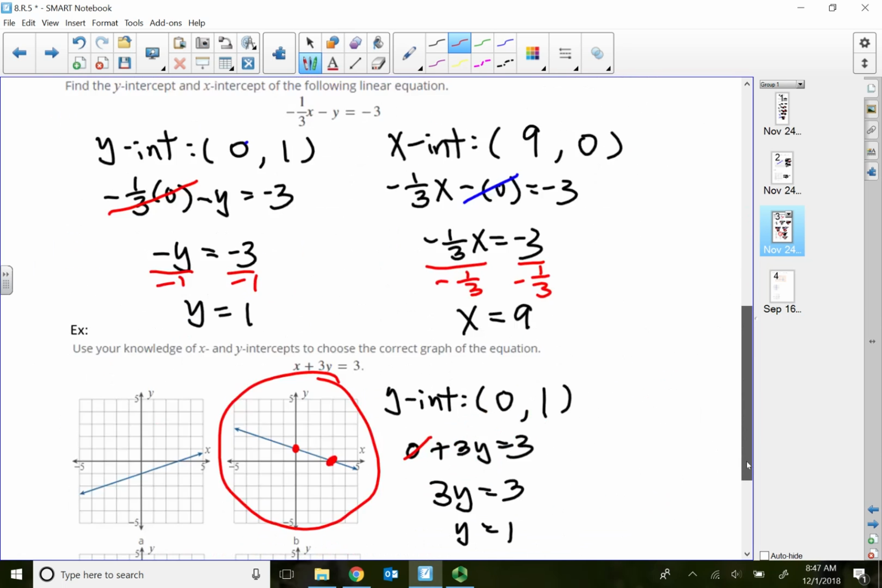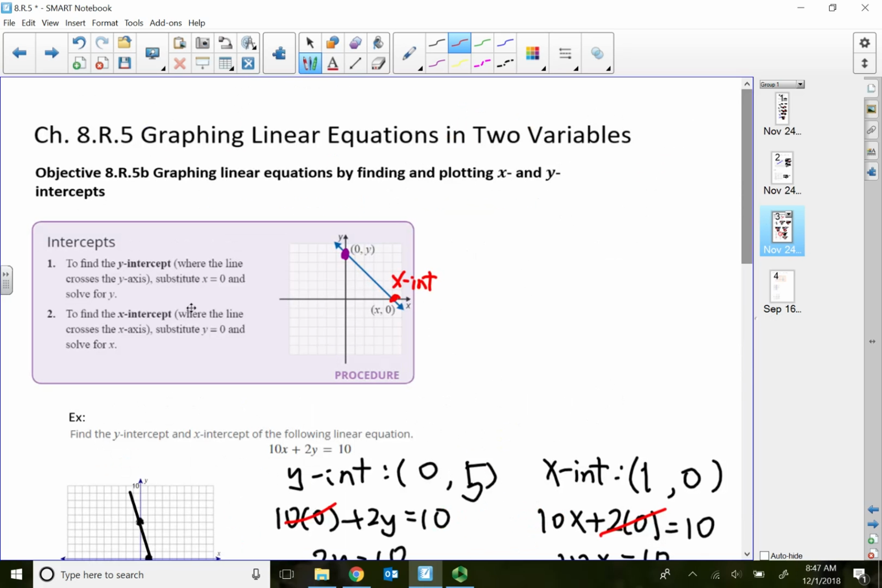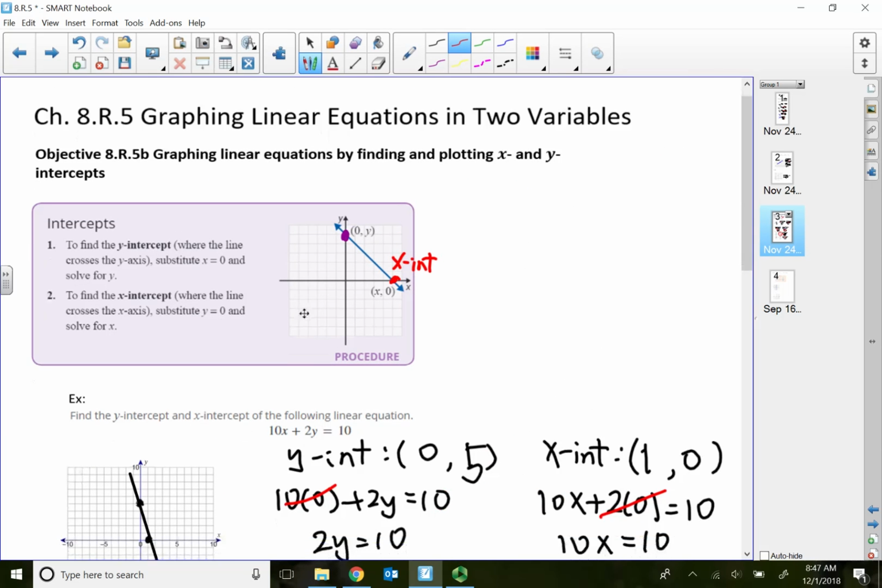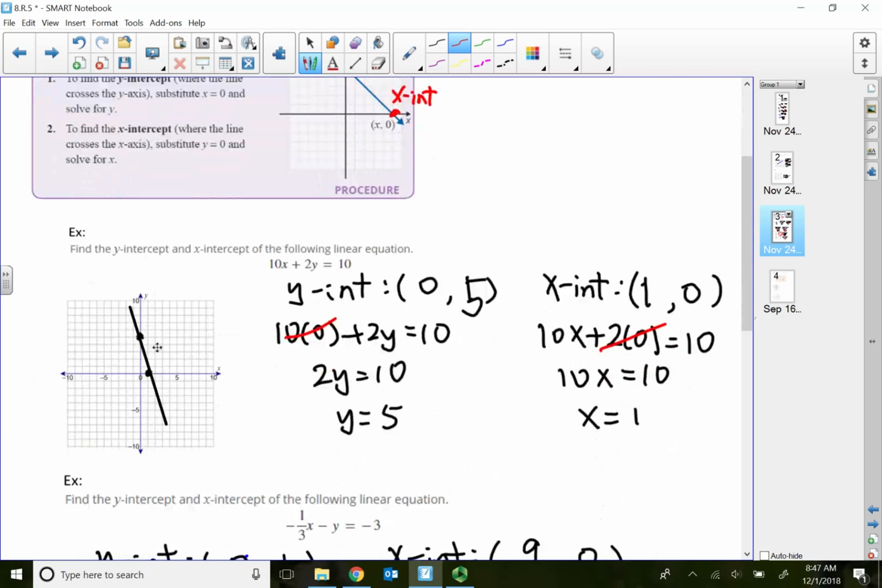All right, so that will conclude this quick video on how to find x and y intercept and also graph with the x and y intercept.